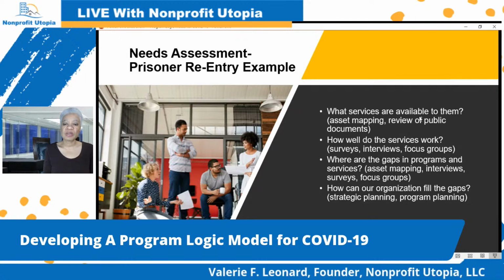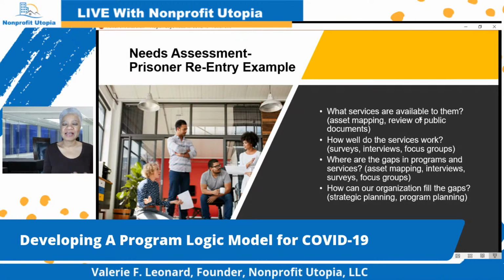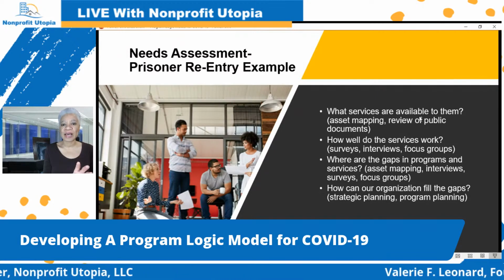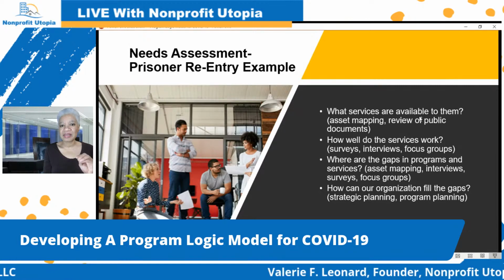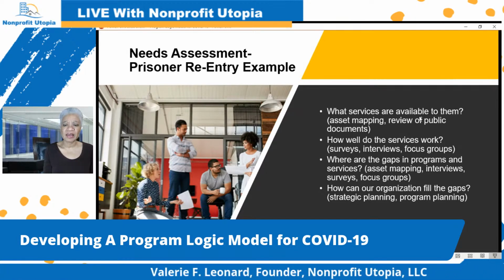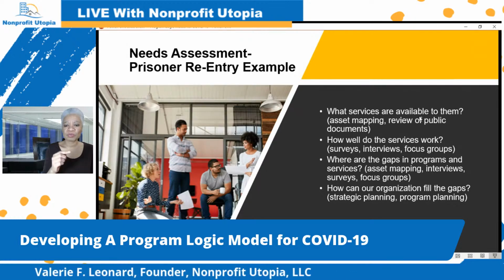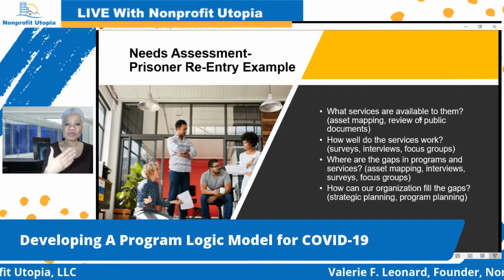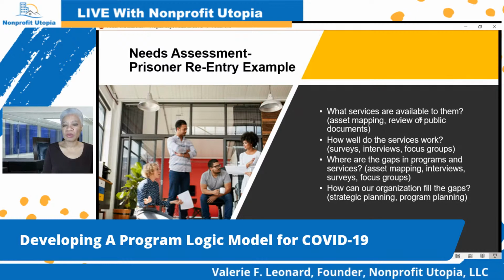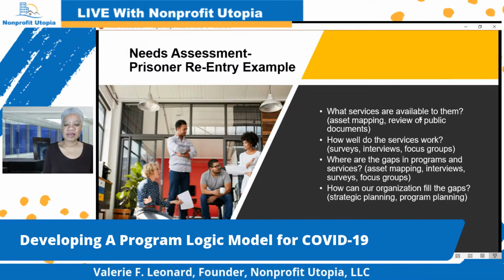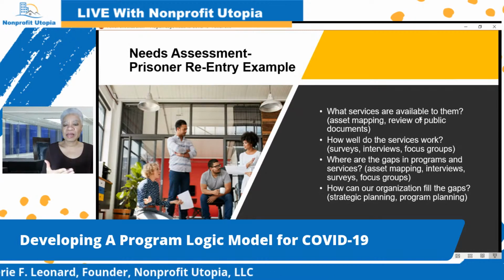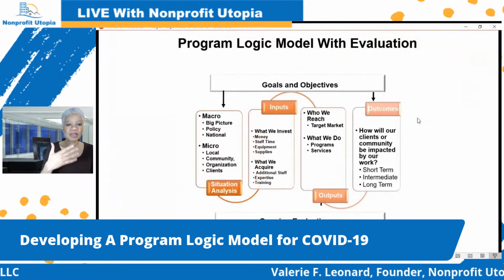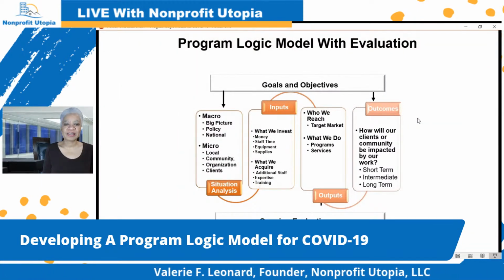And then you also want to know if there are any gaps. And 9 times out of 10, there's going to be gaps in services. I don't care how many nonprofits, how many churches you have. Somewhere there's going to be an untapped need, a need that's not being met. And after you go through the research, you'll be able to identify what the gaps in services are. And then you'll ask yourself, how can our organization fill in those gaps? And that's through strategic planning, program planning, etc. Right? And you'll do that same process for your COVID-19 outreach.